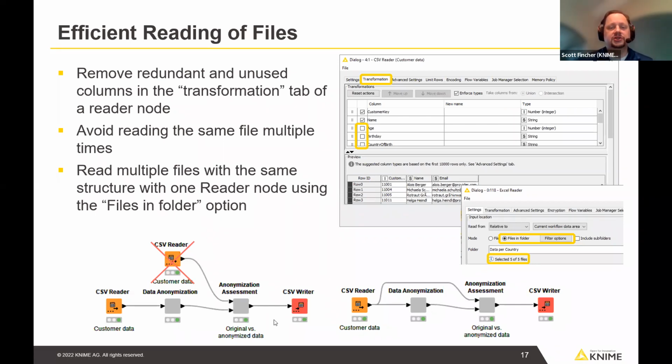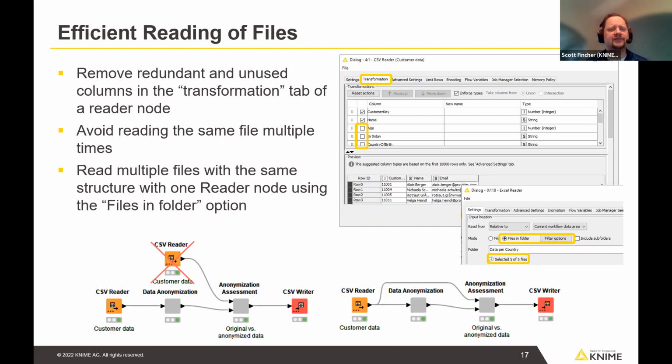One of the things that you can do that's pretty simple is to remove redundant or unused columns at the very beginning when you just read in the data using one of the many reader nodes that we have. For example, the CSV reader, the file reader, the Excel reader, and so forth. They all have this transformation tab, which you can see highlighted there. And you can just uncheck the columns that you don't need, right? Get rid of those right at the very beginning so you're not carrying them throughout the branches of your workflow.